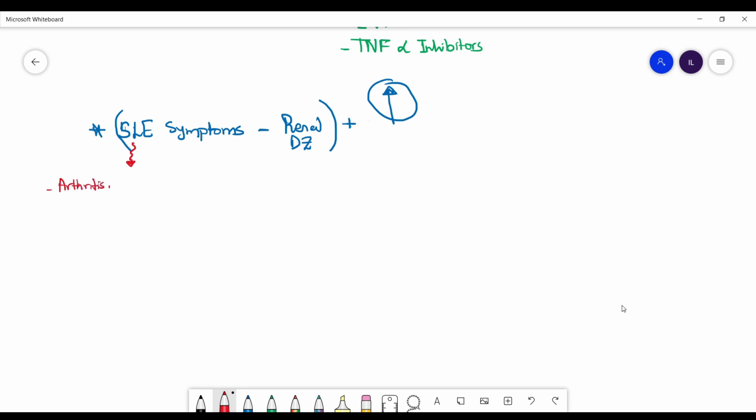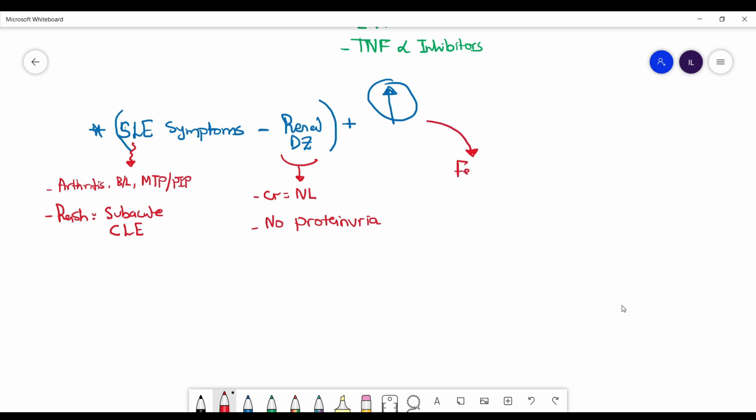which is going to be bilateral in the hands, involving the metacarpophalangeal and the proximal interphalangeal joints as well. And the rash here is going to be the subacute rash, which looks like a psoriatic or annular rash. We talked about that. And again, the renal involvement is going to be creatinine normal and no proteinuria. And as I mentioned, it's more acute or subacute over a few weeks after taking the medication.